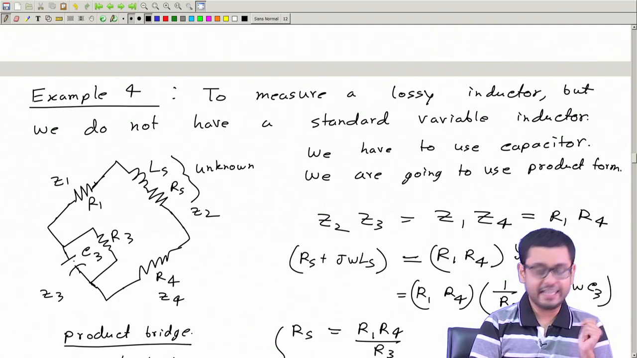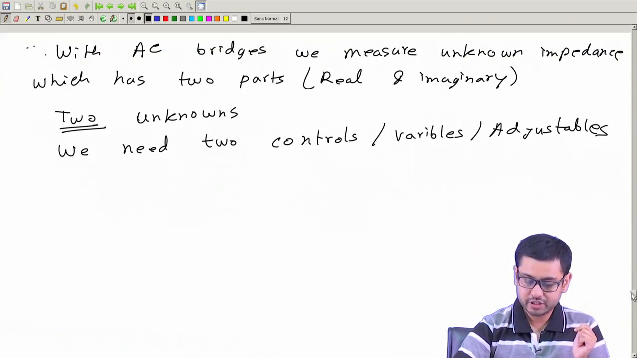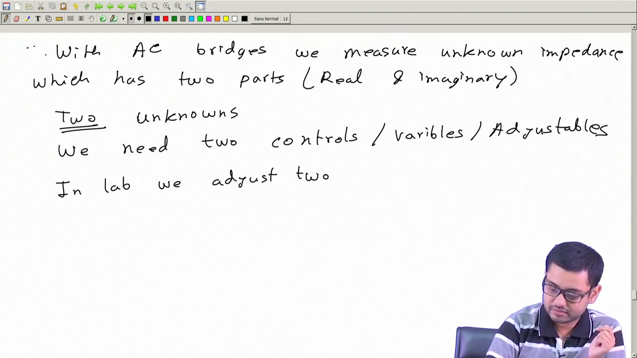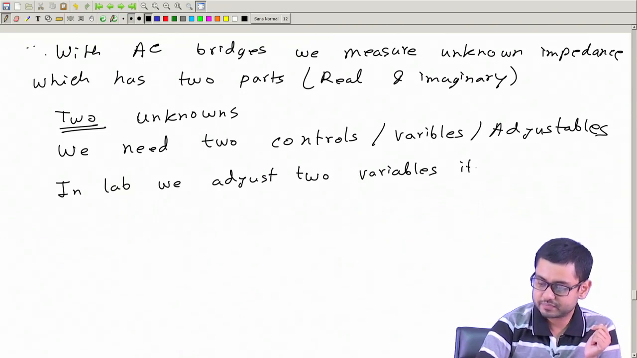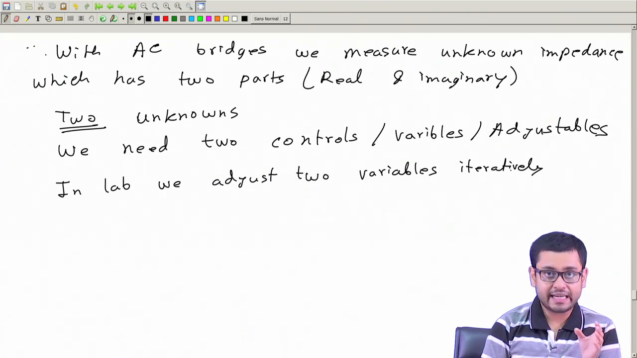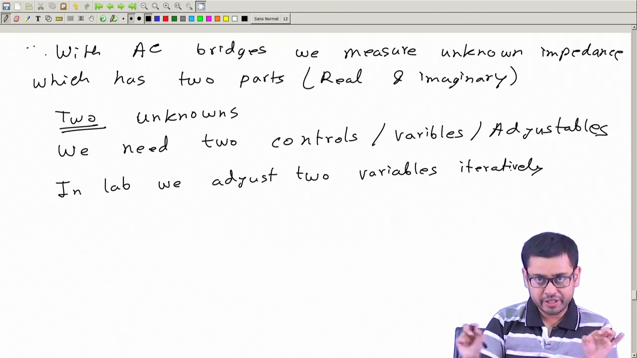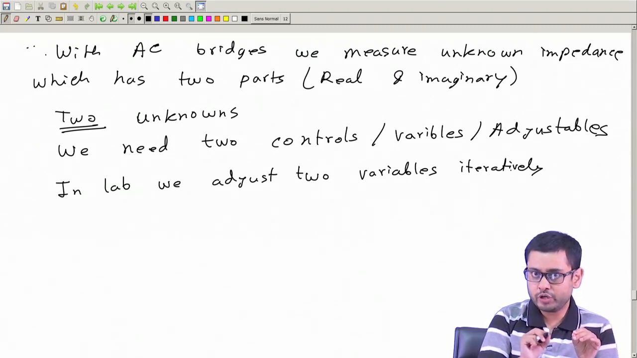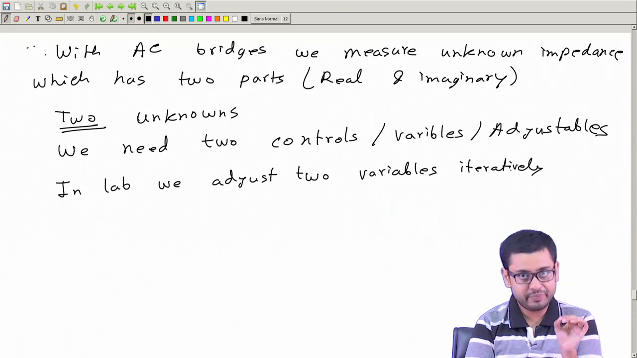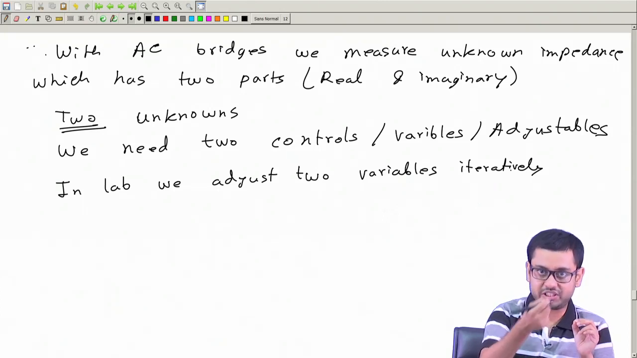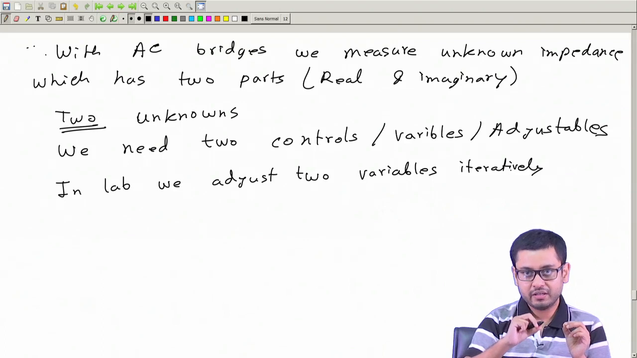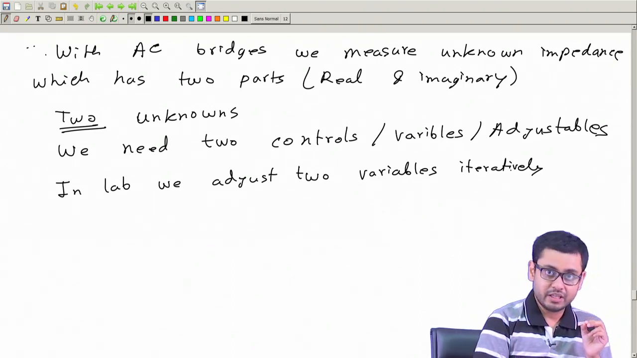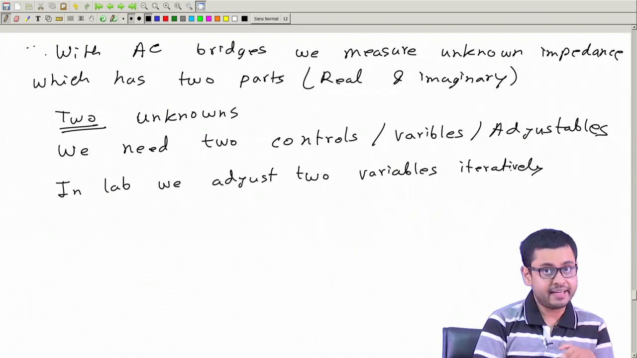And how do we do it? We do it iteratively in the lab. In the lab we adjust two variables iteratively. Like, first adjust a resistance, get the minimum deflection as close to the null condition as possible, increasing or decreasing the resistance. Then keep that resistance fixed and change another thing, like a capacitor. Go as close as possible to the null condition, then keep the capacitor fixed at that point, and then adjust the resistance again.